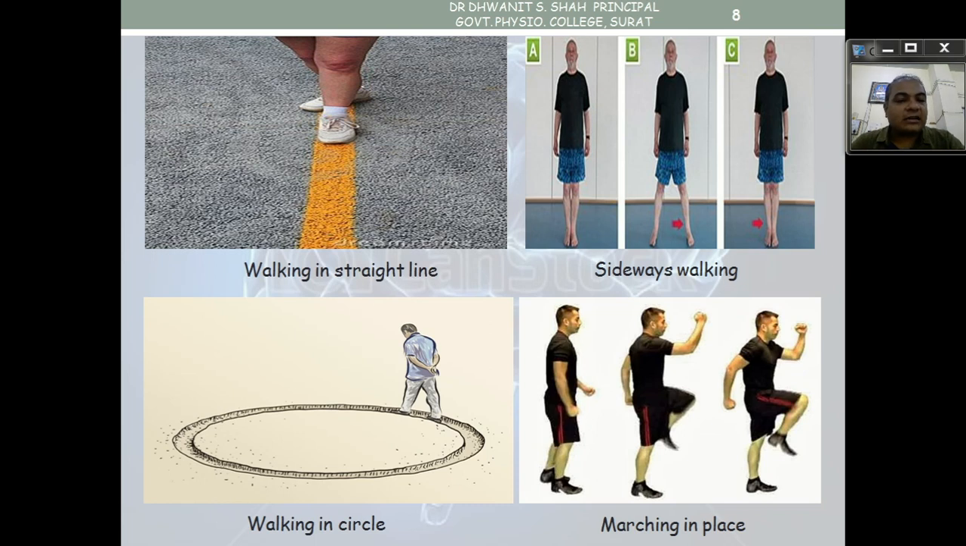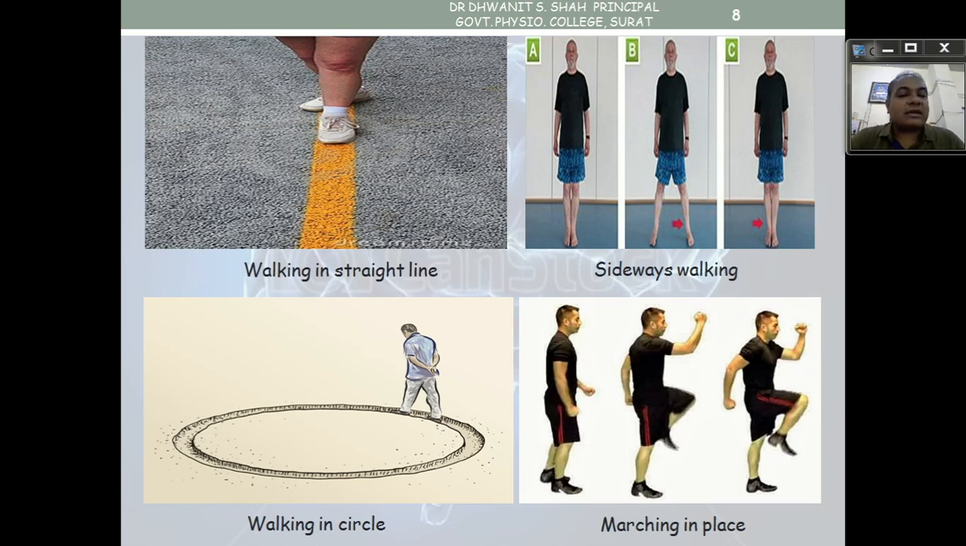Second is walking in a circle. You have to make one big circle and tell the patient to walk on the circle line which has been drawn. You have to check whether the steps are going beyond the lines drawn, and how the patient is managing the balance, whether able or not able to manage it. Make the patient walk in a circle, first clockwise and then anti-clockwise. Then compare both sides of the lower limb.